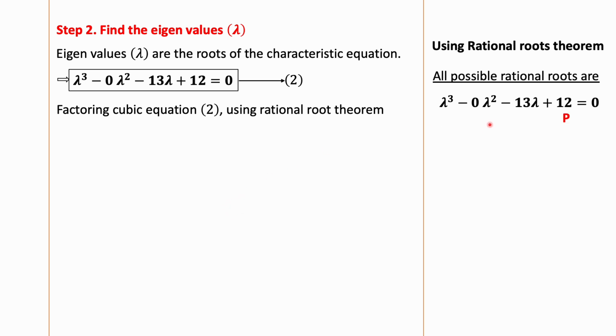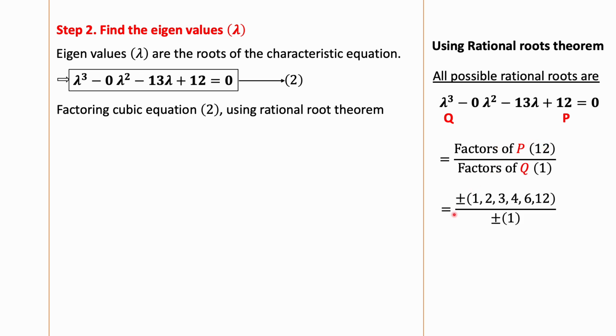So this is the equation. Now take the last constant value as p and the highest order coefficient as q. Now it is equal to factors of p, that is 12, divided by factors of q, that is the value here is 1. So here you can see the value of p is 12 and the value of q is 1. Let us find what are all the factors of 12 and factors of 1.